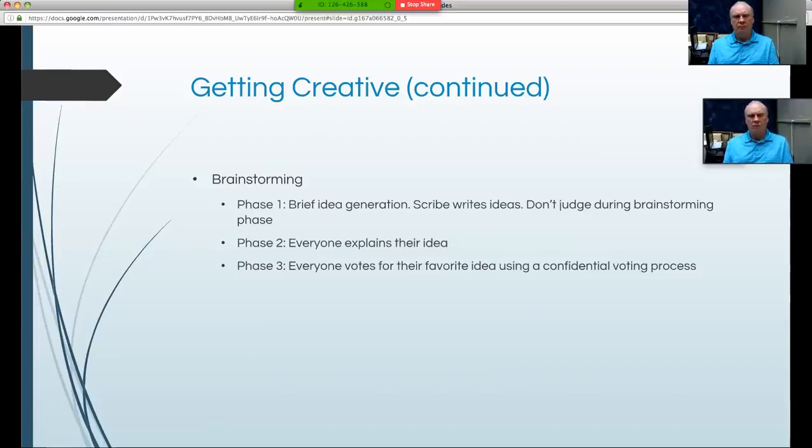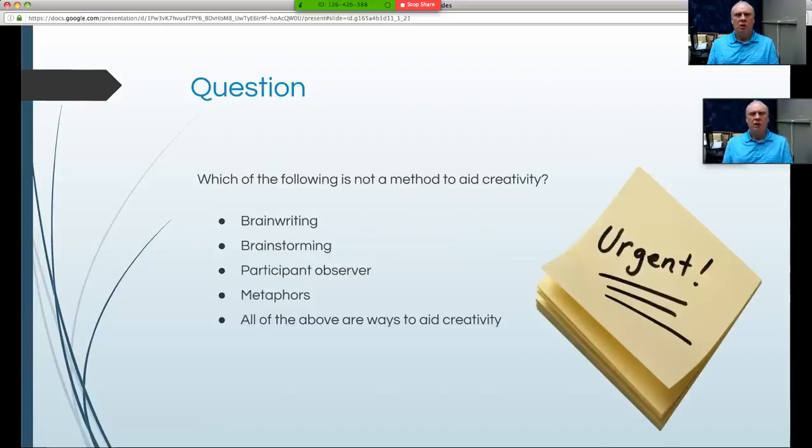Question: which of the following is not a method to aid creativity? First, brainwriting. Second, brainstorming. Third, participant observer. Fourth, metaphors. Or fifth, all of the above are ways to aid creativity.